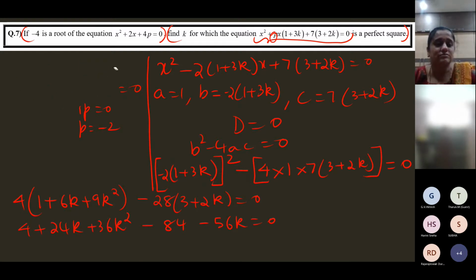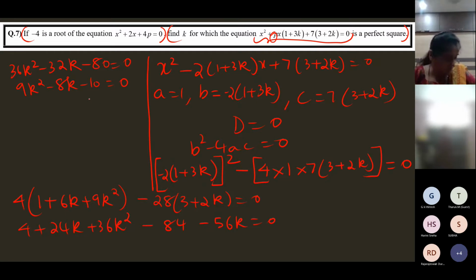Let me do it here. So I have 36k squared, and then what is this plus? Oh, so difficult. What is this minus 32k? Am I right? Is this correct, children? Yes, ma'am. Then minus 80, no? Is equal to zero. So divide by 4 throughout, so you get 9k square minus 8k minus 20 is equal to 0, correct? Yes, ma'am. Then you have to get these values. k is equal to 2 or minus 10 by 9.